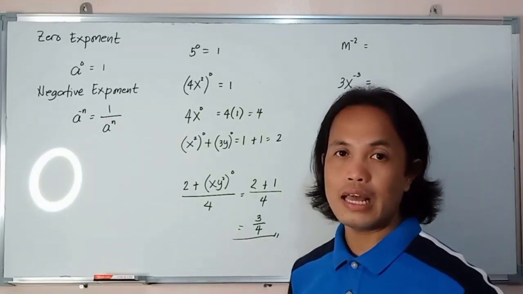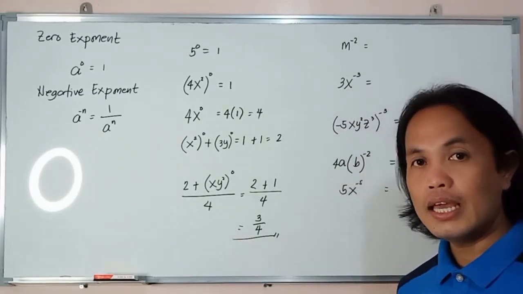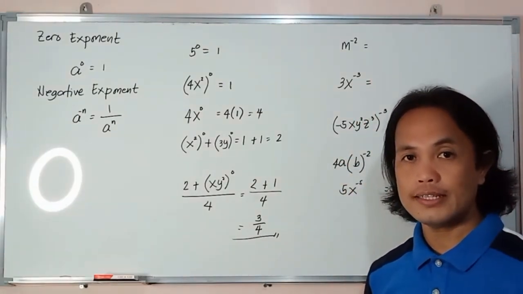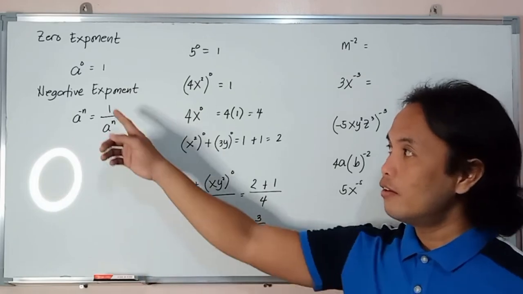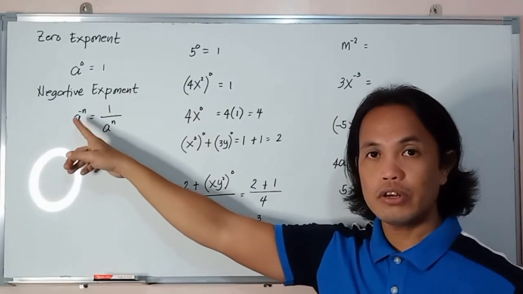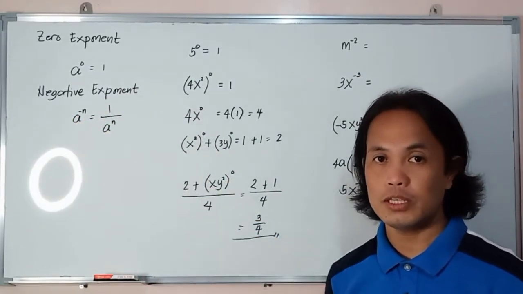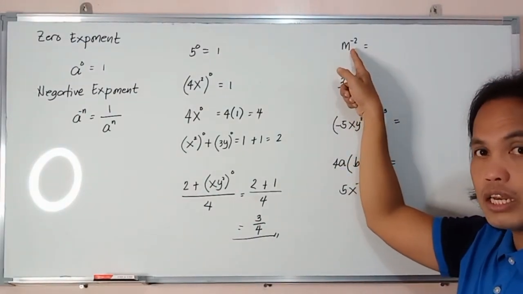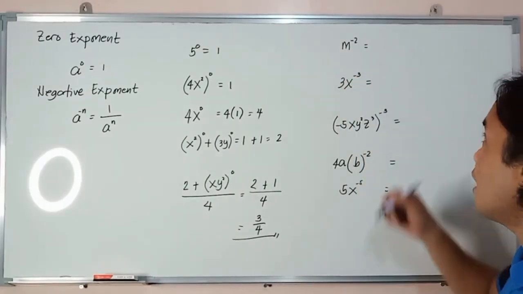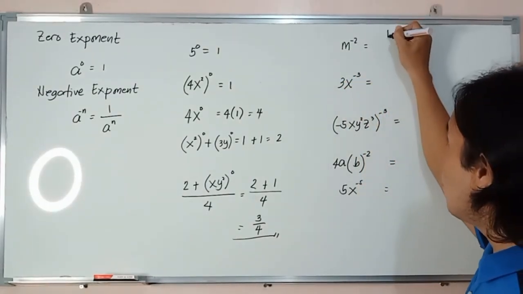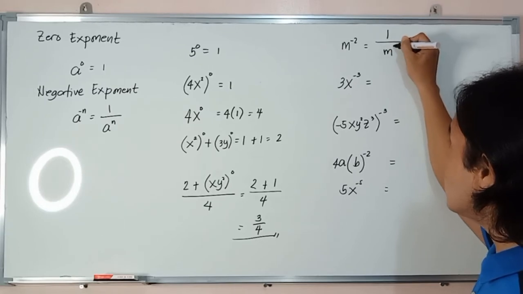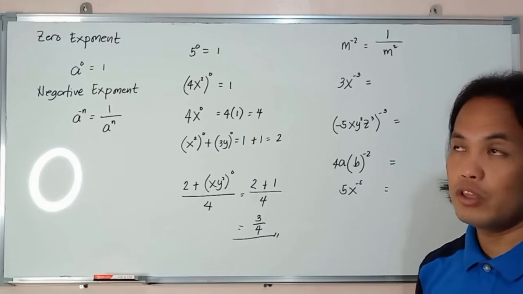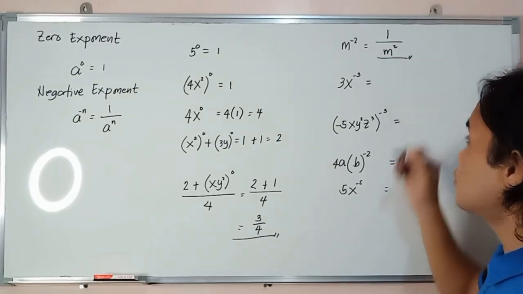So let's proceed now to examples containing a negative exponent. So first we have m raised to negative 2. This time, as I've said, any number raised to a negative exponent is just equal to its positive reciprocal. So meaning, if we are going to simplify this expression containing the negative 2 exponent, we can write this one as, we get the reciprocal, 1 over m squared. So this time, our exponent now is positive. So this is now our final answer.